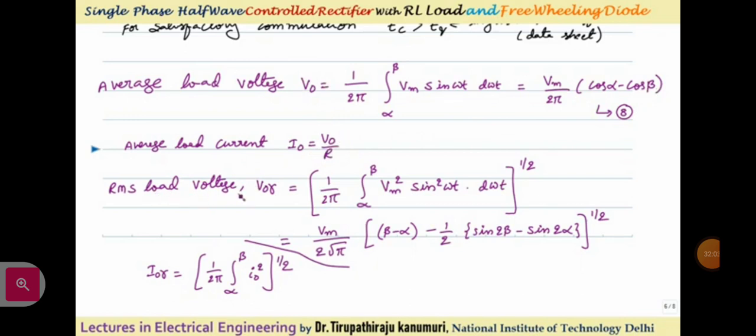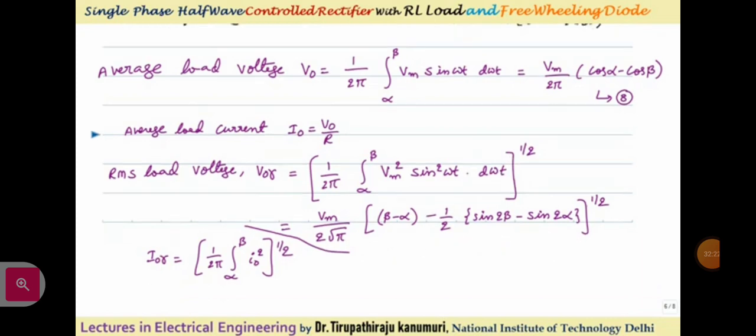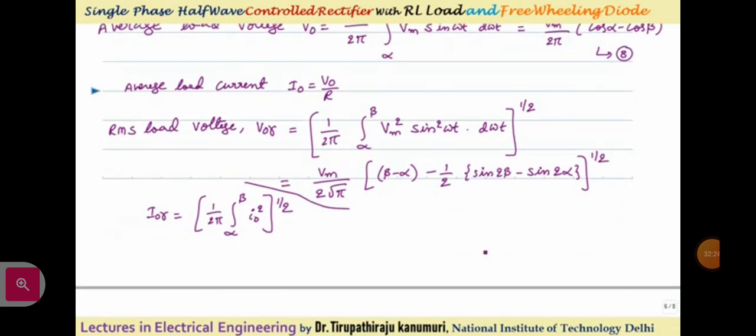Similarly, the RMS value of the load voltage will be, out of 1 by 2 pi, it is conducting from alpha to beta, V naught square d omega t, where V naught is nothing but Vs, so it is V maximum square sin square omega t d omega t whole to the power of 1 by 2. If you substitute, you will get this value. No need to mug up any formula, because we can easily derive it in the exam if you understand the concept. Similarly I can calculate the RMS value of current also.